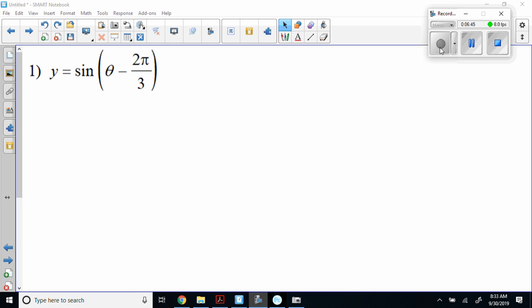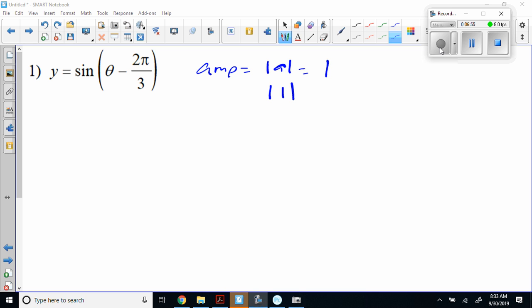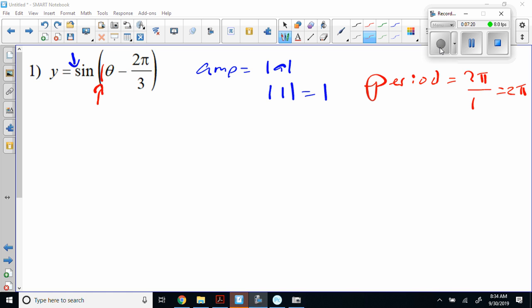One, what's the amplitude on this? Yeah. So the amplitude is the absolute value of A, which is 1, right? Or the absolute value of 1, which is 1. So it's here. There's the amplitude. Period. What do you got? Well, that's 2 pi over what? 1. There's a 1 right here, right? So over 1, which is just 2 pi. So we're not doing anything crazy with it at all.